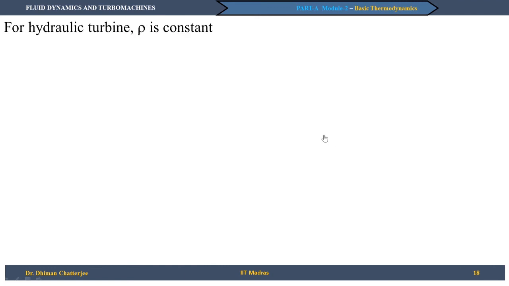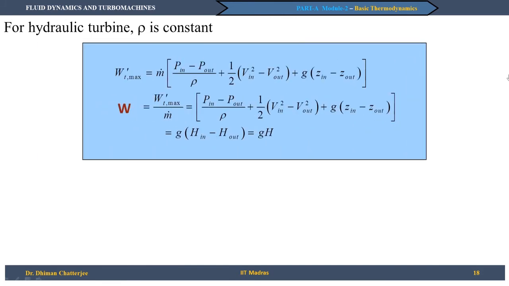So, for a hydraulic turbine, density is constant and the first law combination gets reduced to W_T' max. We are now using the equal to sign. So, we can write W_max is m dot into (P_in minus P_out) by rho plus half (V_in square minus V_out square) plus g (Z_in minus Z_out).